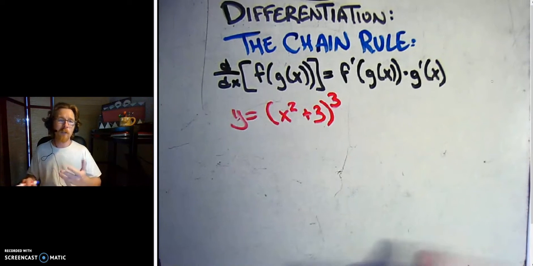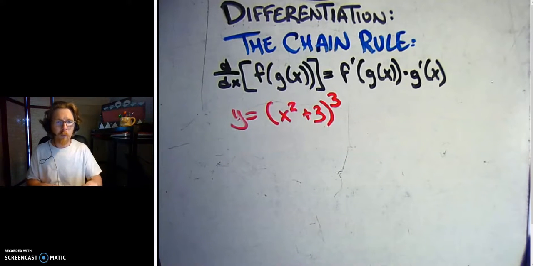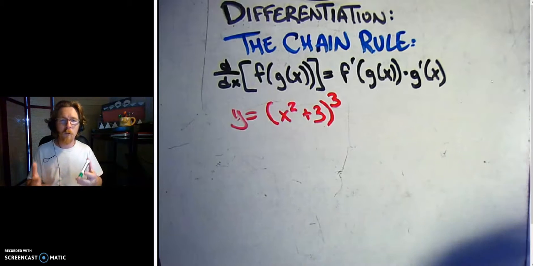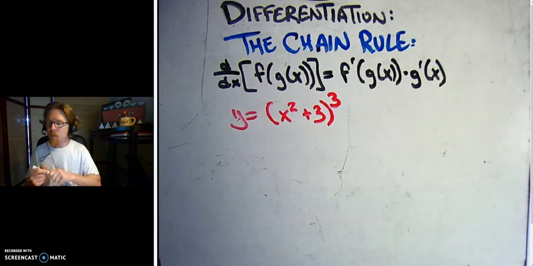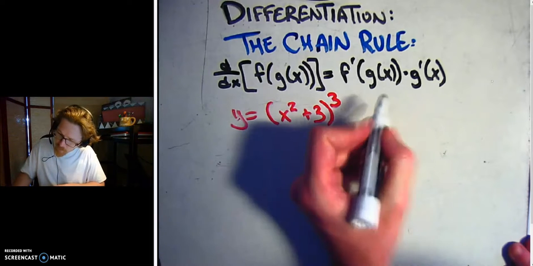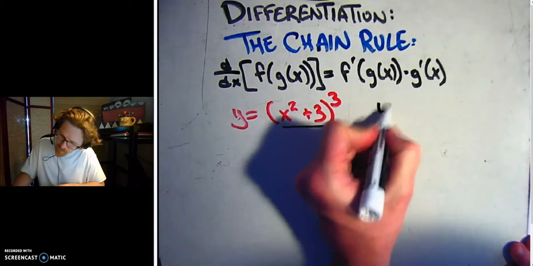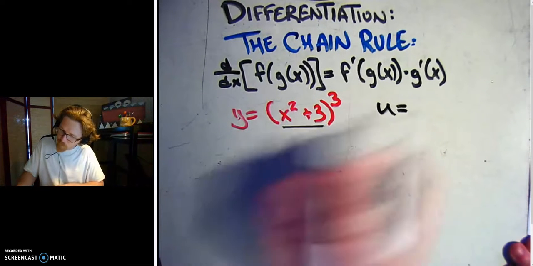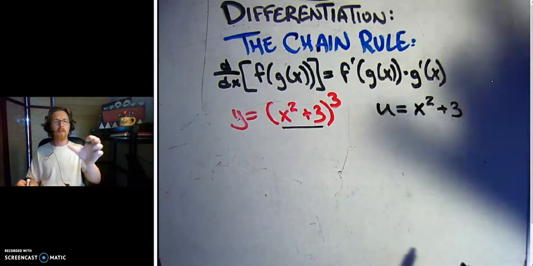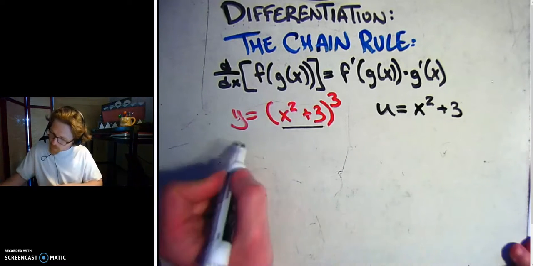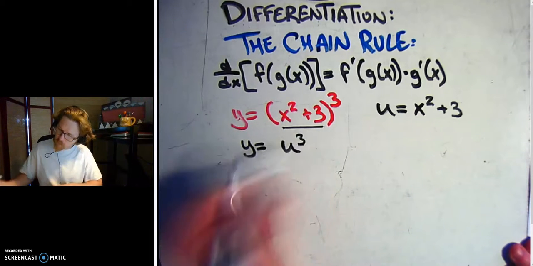Now, I'm going to talk to you about this idea of u substitution. In a calculus class, we might use this version of the chain rule to help us. What I mean by a u substitution is I'm going to take that inside piece, x squared plus 3, and call that u. It's almost like I'm pulling that piece out of my function. So when I rewrite, y is now just u cubed.